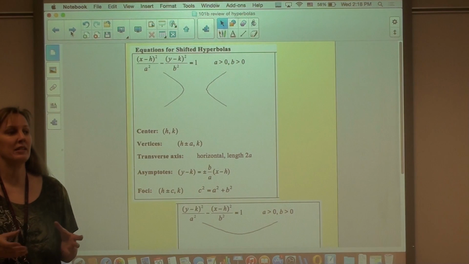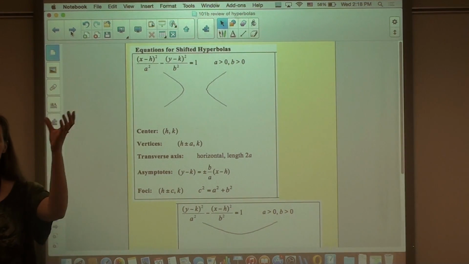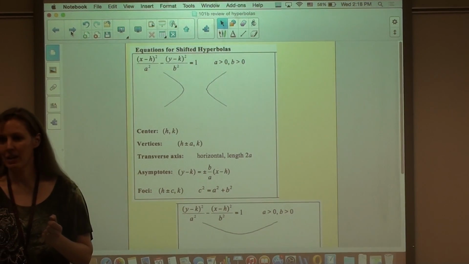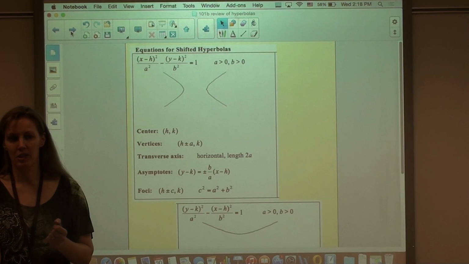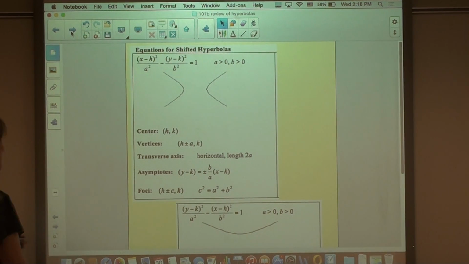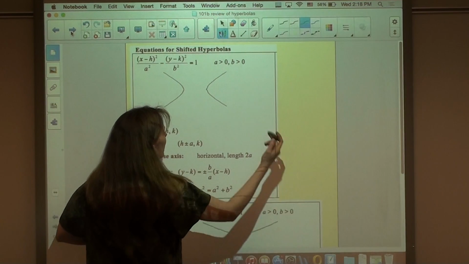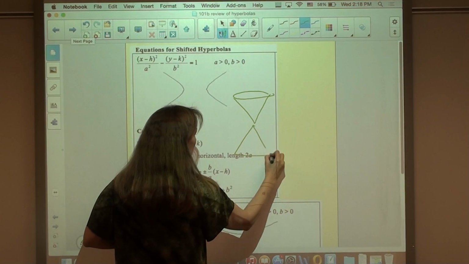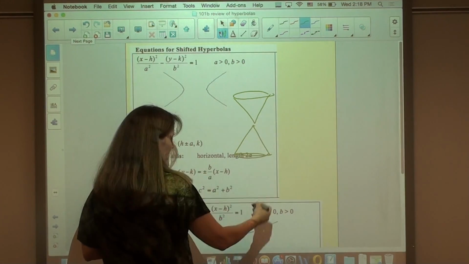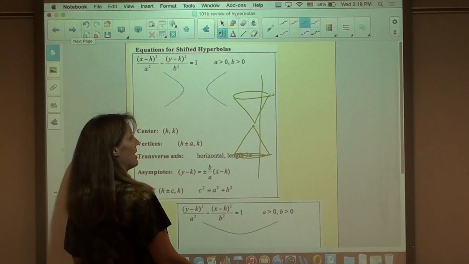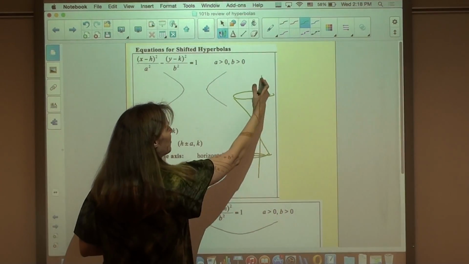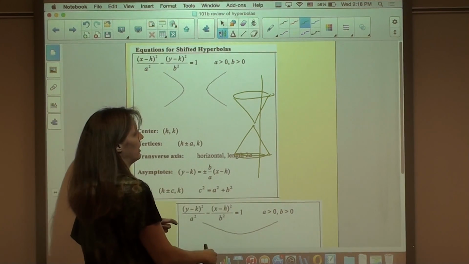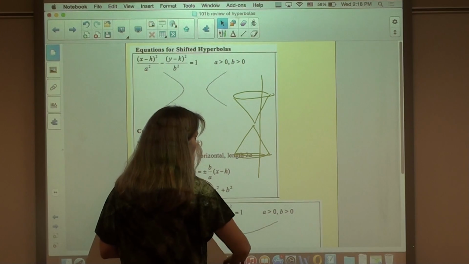The hyperbola is actually formed by taking two cones, stacking them point to point, and then slicing vertically down, right? That's how you get the shape of the hyperbola. If you look at the cross section, if you take two cones and slice vertically down, it's the shape that you would see if you were to look at it sideways.